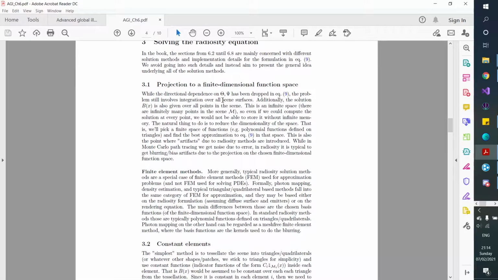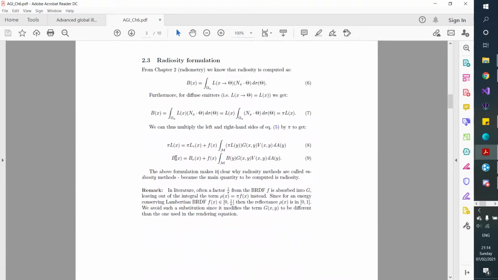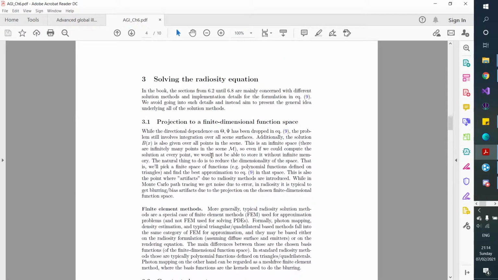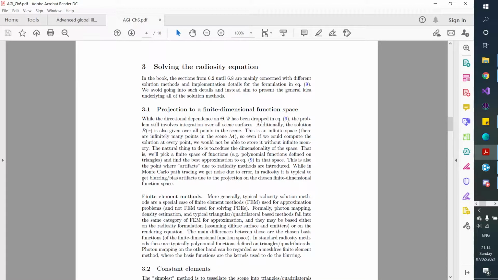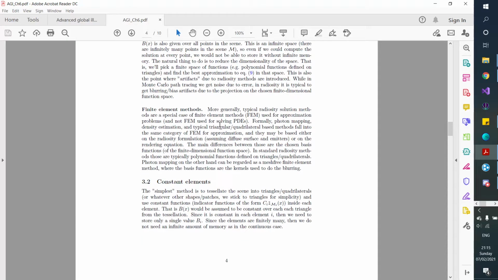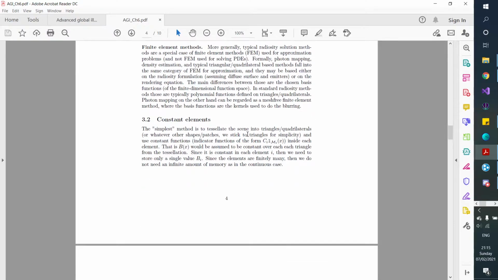So that implies that we need to somehow reduce the computation, basically pick only some points where we want to store the solution. And that's where finite element methods come into play. Basically, we want to take something that's infinitely dimensional and project it into a finite dimensional space. So that's what the finite element formulation will do. And I'm not talking about finite elements as in for partial differential equations. It's just for approximation here.